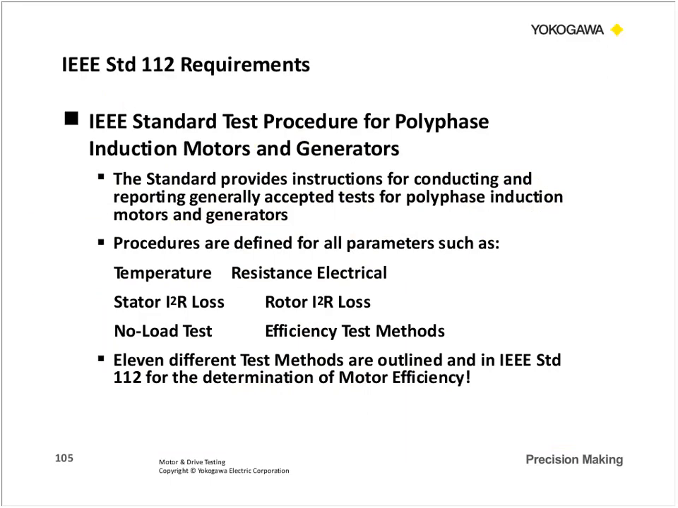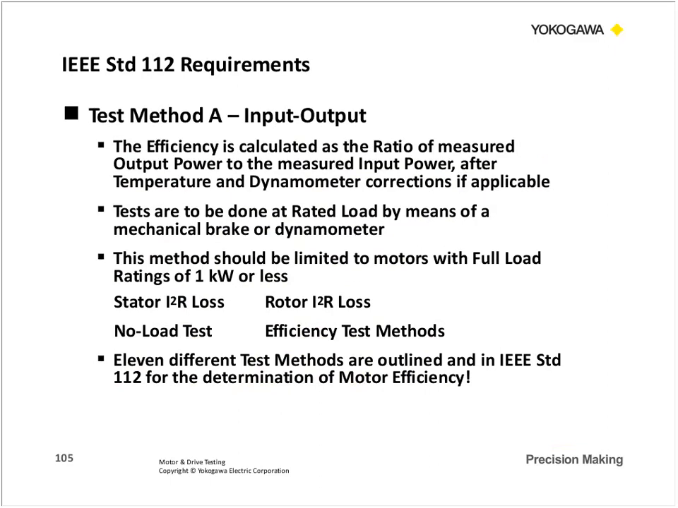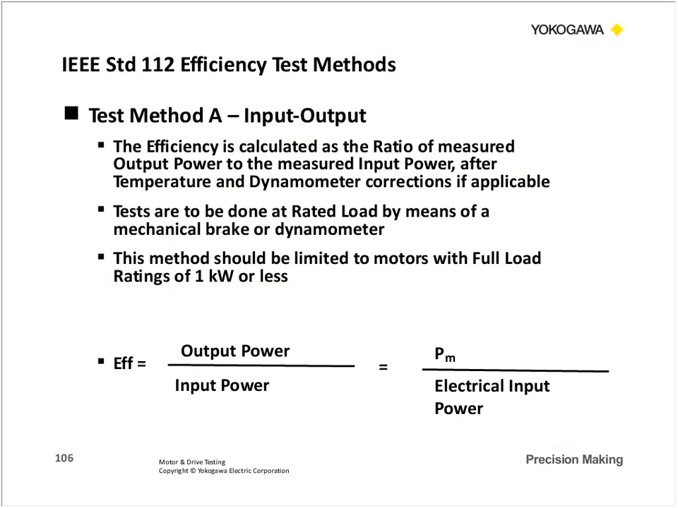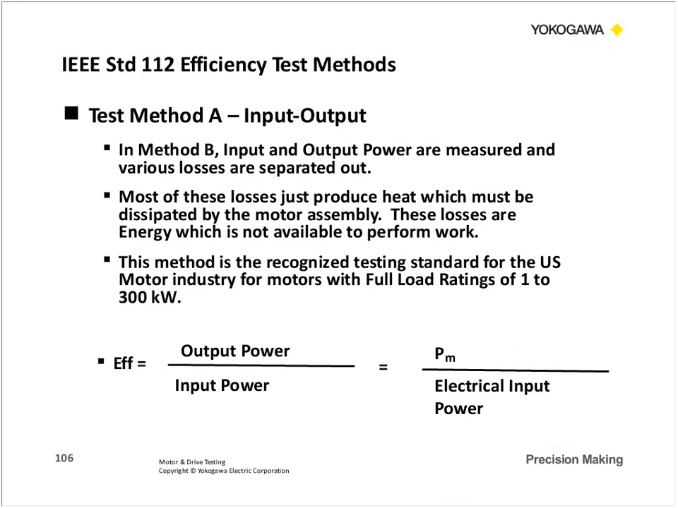A quick look at IEEE standard 112 for polyphase induction motors. This gives you the instructions for how to make those measurements. And it's defined for all the different parameters of electrical, mechanical, temperature, resistance. It's all defined in the standard. It covers several different efficiency measurement methods. Type A is the simplest method, which is mechanical power divided by the electrical input power. And it defines on what size motors you can do this measurement with.